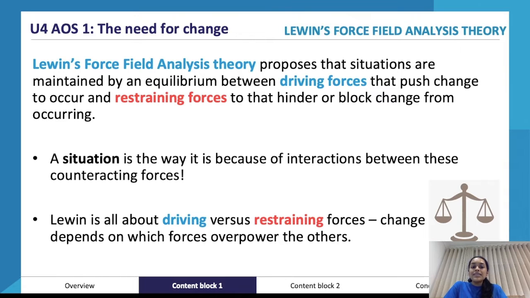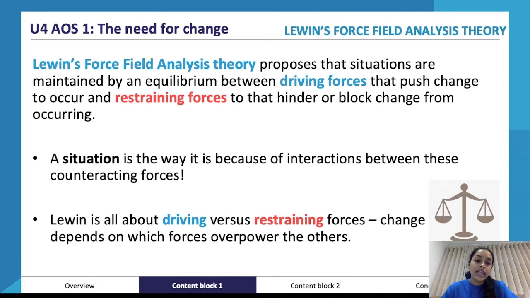So basically this theory underlines that in a situation there will always be driving forces which push or encourage change to occur, and then restraining forces which hinder change from occurring. A situation is the way it is because of these interactions. And we call these counteracting forces because driving forces encourage change, while restraining forces block the change from occurring.